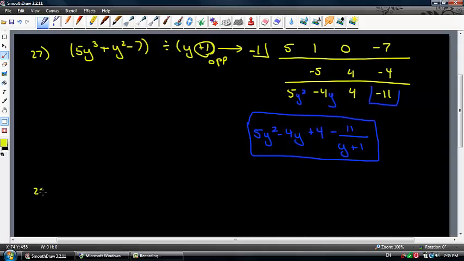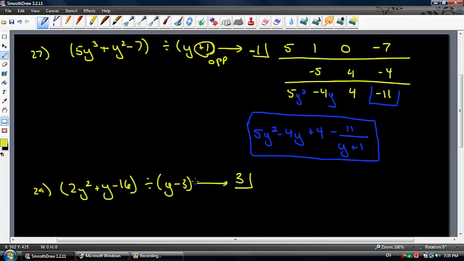Okay, 29. I'm going to use synthetic division again. 2y squared plus y minus 16 divided by y minus 3. Okay, the box. Inside the box goes the 3, right? Opposite here. Do my exponents decrease gradually? 2, 1, 0. Yes, they do. So my coefficients are going to be 2, 1, negative 16. And here I go. Bring down the 2. 3 times 2 is 6, 7, 21.